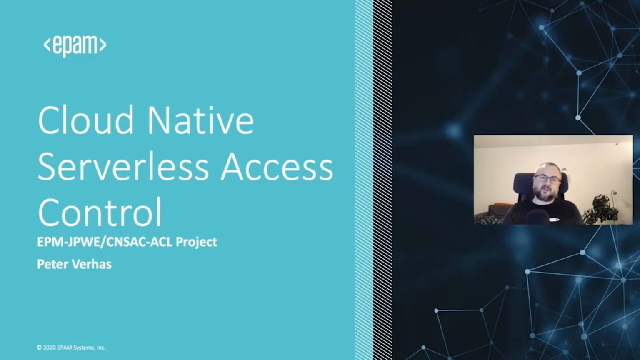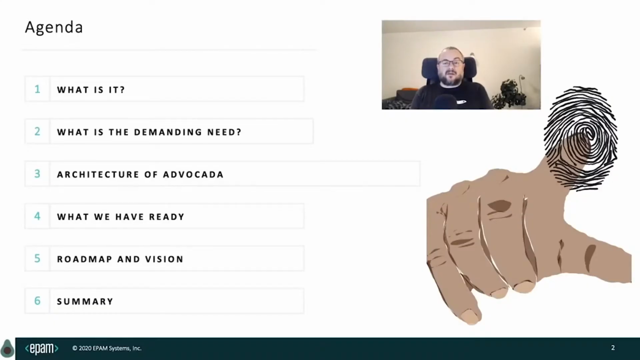Let's see. First of all, I will talk about the application, what it is at all. After that, I will talk about what the demanding need is that makes it necessary to develop this application. I will also talk about the architecture of the application, but we already have something ready. And finally, I will say a few words about the roadmap and the vision. So I will talk about what we have imagined, what we have created, and what we will develop in the future.